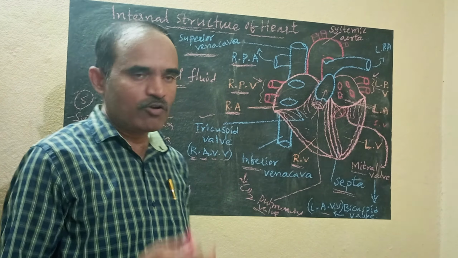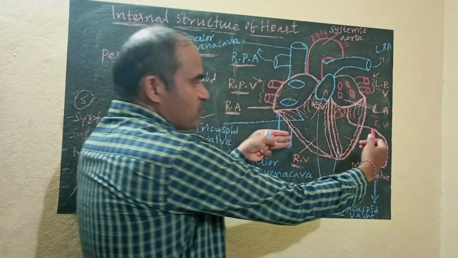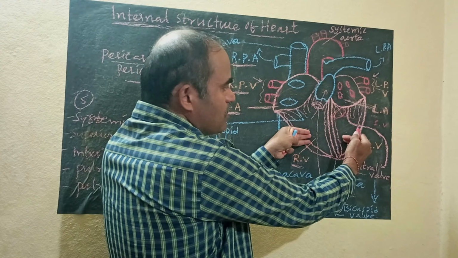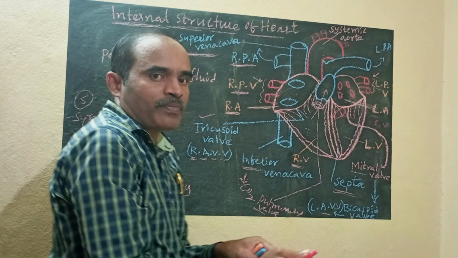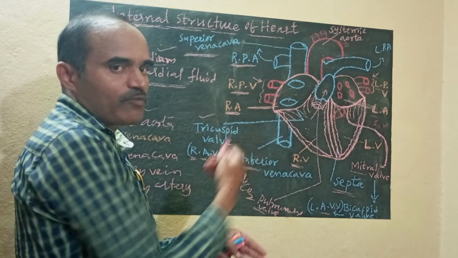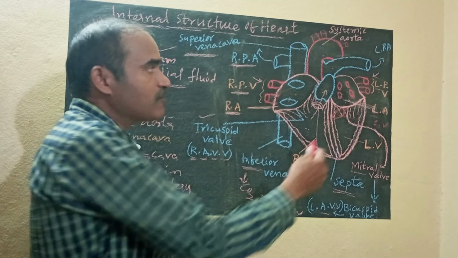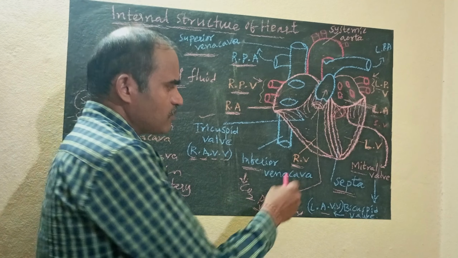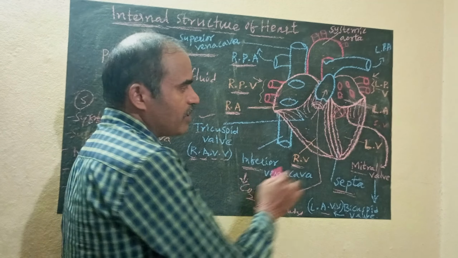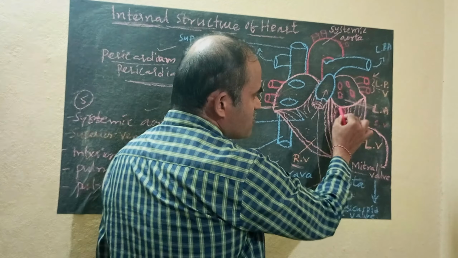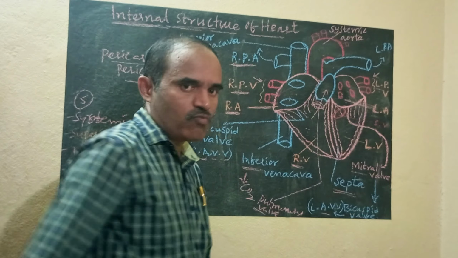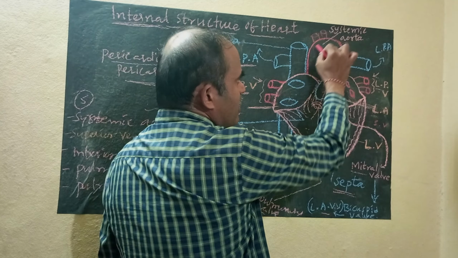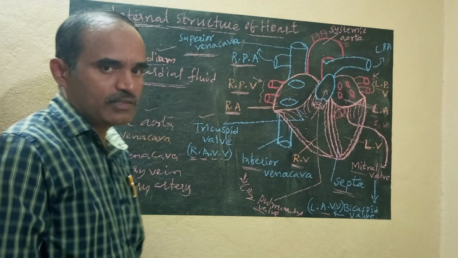When the lower two chambers contract, the blood flows through the valves into the pulmonary artery and also the systemic aorta. The valves are called the pulmonary valve and the systemic valve. The systemic aorta is the largest blood vessel.